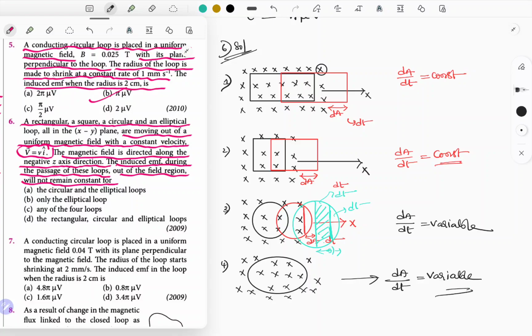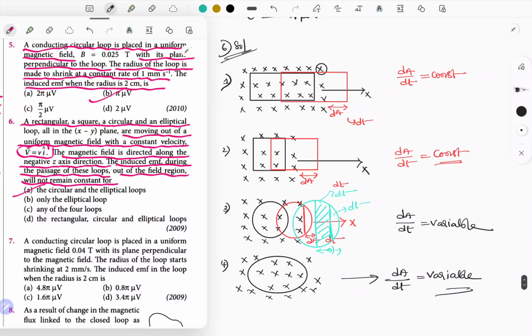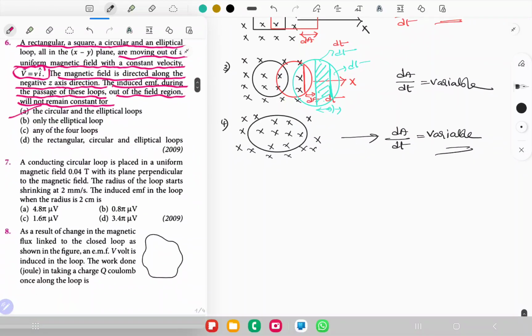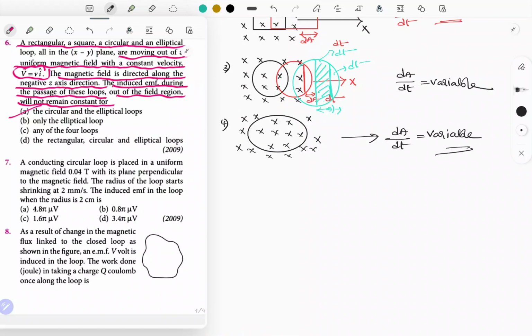So which option matches here? The induced EMF during the passage of these loops out of the field regions will not remain constant. For circle and ellipse, it is not going to remain constant. That's the option. Which option matches? Option A is the correct answer. Got it? Check out once again. Try to see the video, whatever the explanation that I have given, once again, so that you can understand it clearly. Let's move on to the next question. So okay, question number 7.